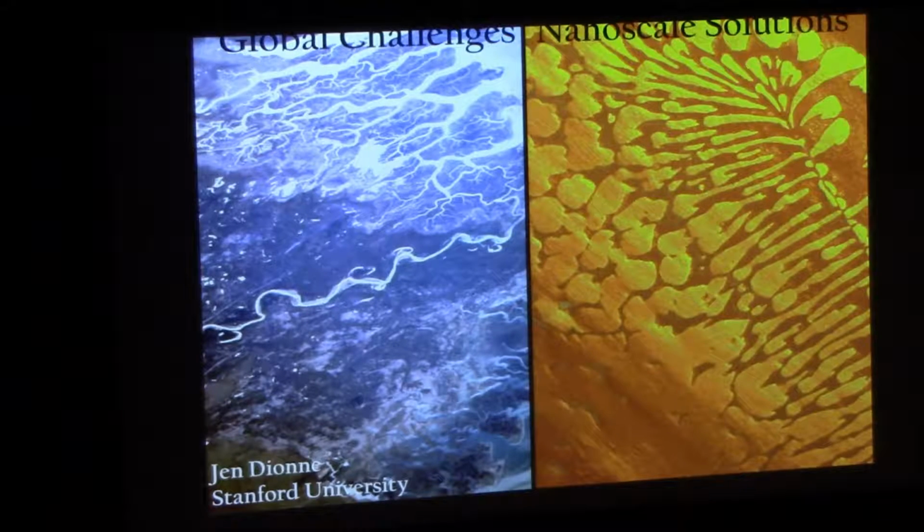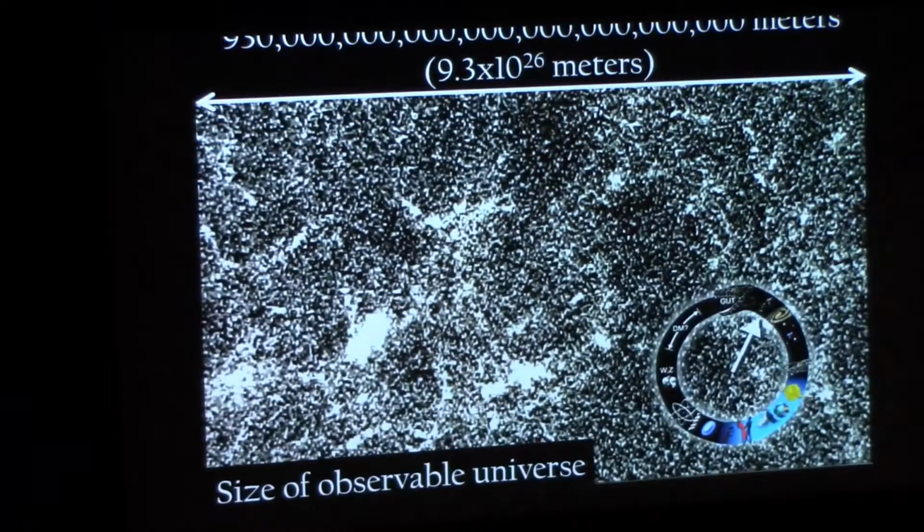This afternoon, you've heard some pretty mind-blowing talks about artificial intelligence and space exploration. I just wanted to make sure we all have a sense of scale for what I mean when I say nanoscale. So if you don't already feel a little bit small in the universe, let's step back and take a look at the size scale of the visible universe. The size of the observable universe is 9.3 times 10 to the 26 meters.